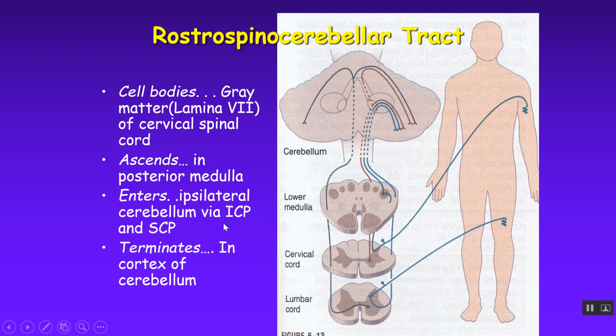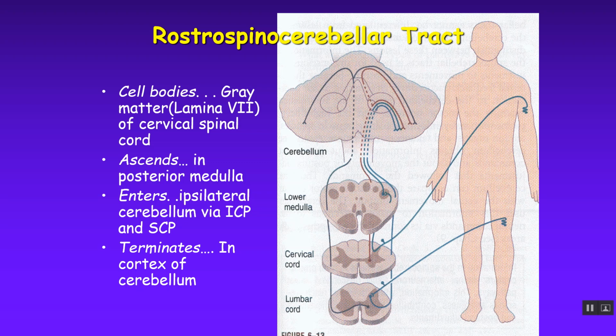It enters the ipsilateral cerebellum. This one actually just goes through that same inferior cerebellar peduncle and into the cerebellum. It terminates in the cortex of the cerebellum. Do you think I really care whether it enters the inferior versus superior cerebellar peduncle from a clinical perspective? I think it's good to just be aware of it, but I'm not going to try to trip you up on stuff that's not really clinically relevant.